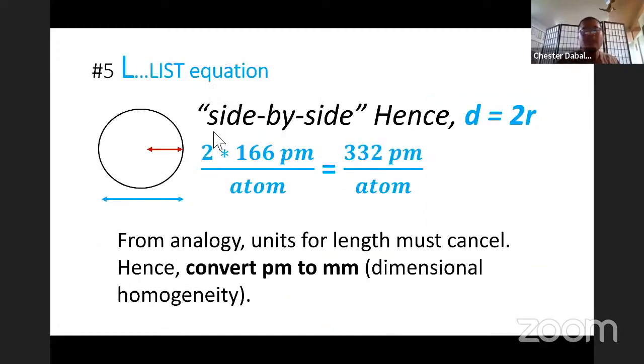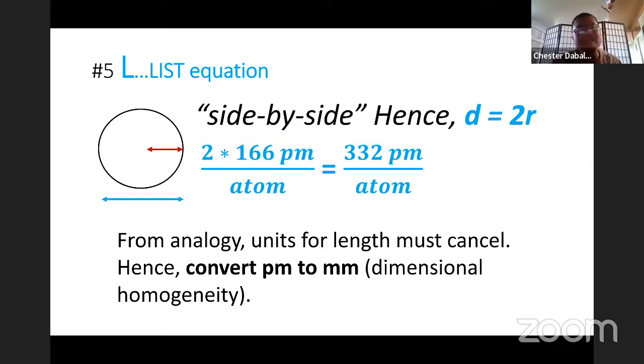Okay. Now, next, yung letter L, yung list equation. Okay? Before natin i-convert to the same units, may napakahalagang point na gusto kong i-stress sa inyo. Ang sabi sa problem ay side by side. Okay, ano nga bang side by side? Side by side, okay? So, ibig sabihin ng side by side, ang kailangan mo from the bead, the atom or the circle is actually diameter or radius.